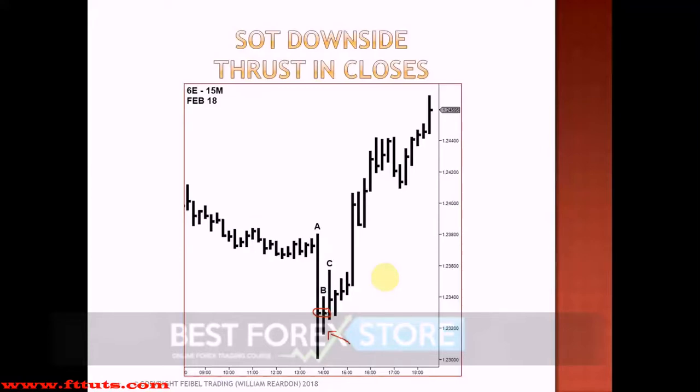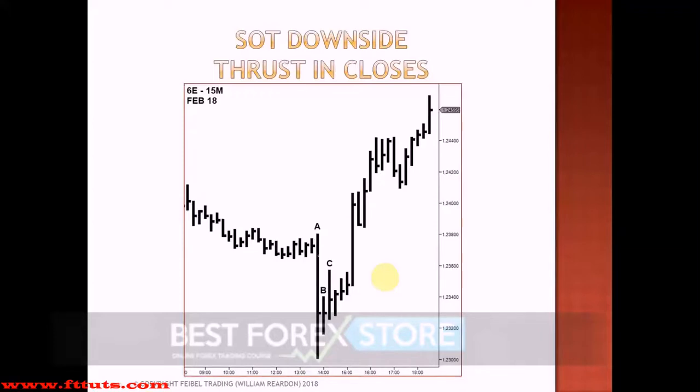Something is off. We'll be thinking, okay. And then what happens? We push up, and then we hold a higher close above the two previous bars. Now this action doesn't make sense, and this is what we'd call shortening of the thrust in closes. Okay, so let's dissect what's happened here.